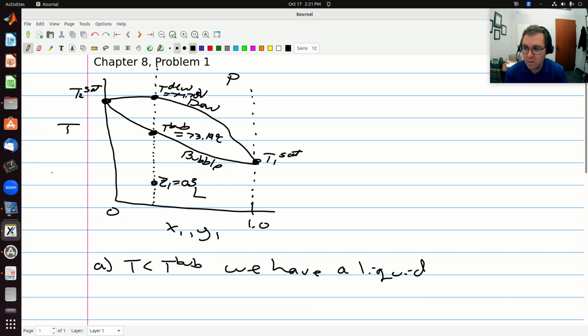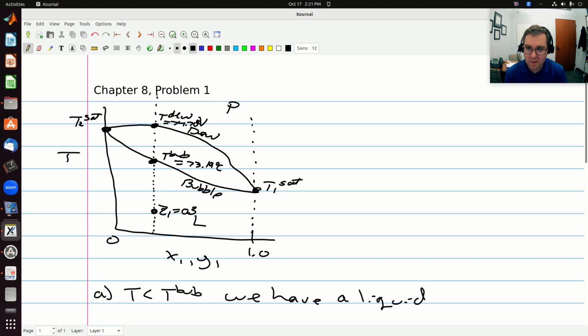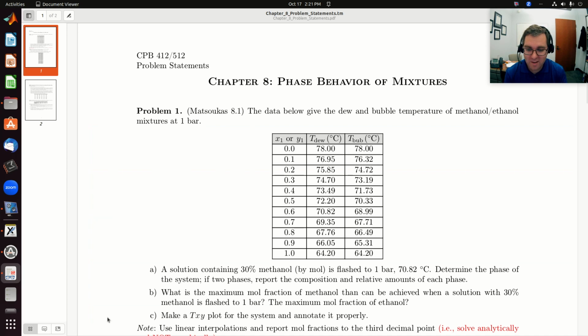So in A, the key is I sketch my phase diagram. I have my vertical line corresponding to the composition of my system, and the key is having my reference points of T-bub and T-dew. If my temperature is greater than T-dew, I'm up here, I'm a vapor. If it's less than T-bub, I'm down here, I'm a liquid. And if in between, I'm two-phase. If I was in between, I would draw my isotherm across and read off the composition of my liquid and vapor. We might be asked to do that in B.